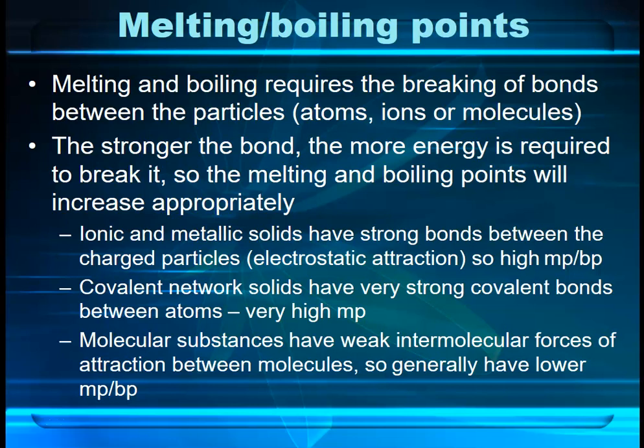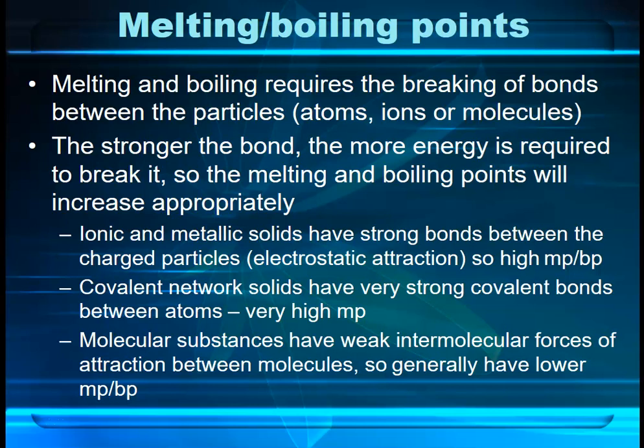Moving up, then ionic and metallic solids are both held together by electrostatic attractions between charged particles, so between ions in an ionic solid or between the nuclei and the valence electrons in a metallic solid. These electrostatic attractions are relatively strong, and so ionic and metallic solids typically have reasonably high melting and boiling points. Typically, for the majority of them, the melting and boiling points would range between sort of 500 and 1000 degrees Celsius, give or take a bit.